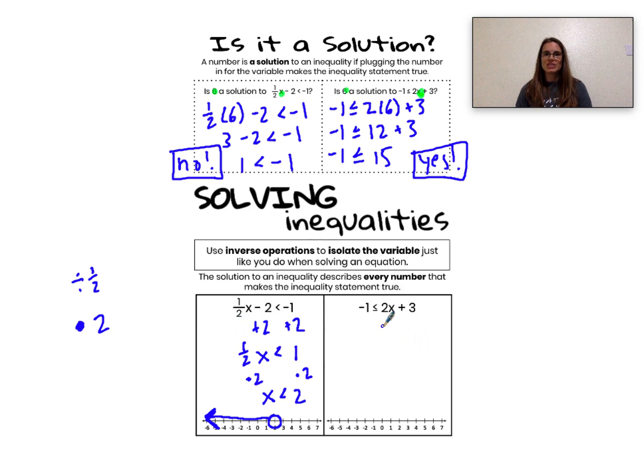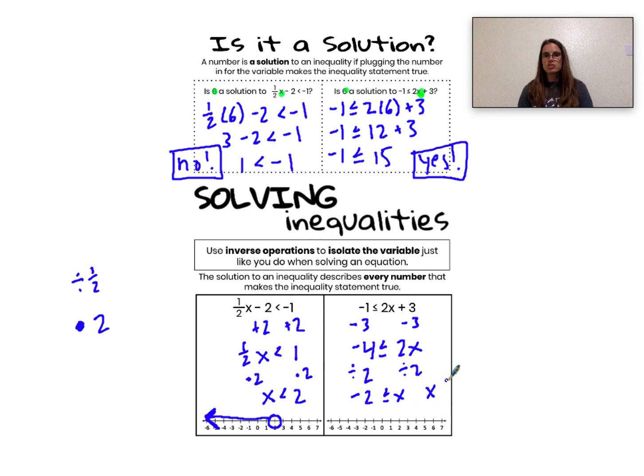Next example, -1 is less than or equal to 2x plus 3. First inverse operation is to subtract 3 from both sides of my inequality. -1 minus 3 is -4. And then I'm left with 2x plus 3 minus 3, which is just 2x. I now want to divide both sides of my inequality by 2 to undo this multiplication by 2, and I get -2 is less than or equal to x.